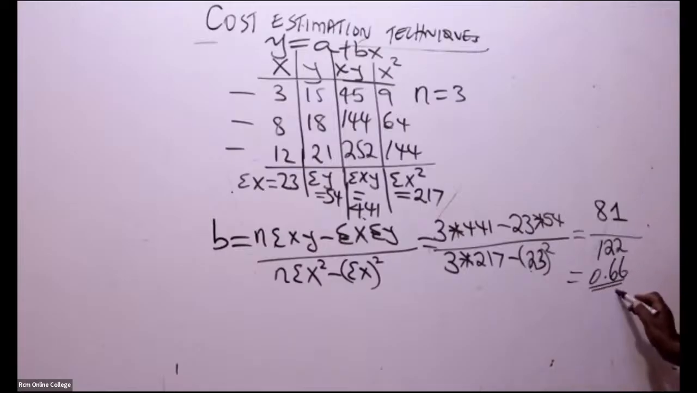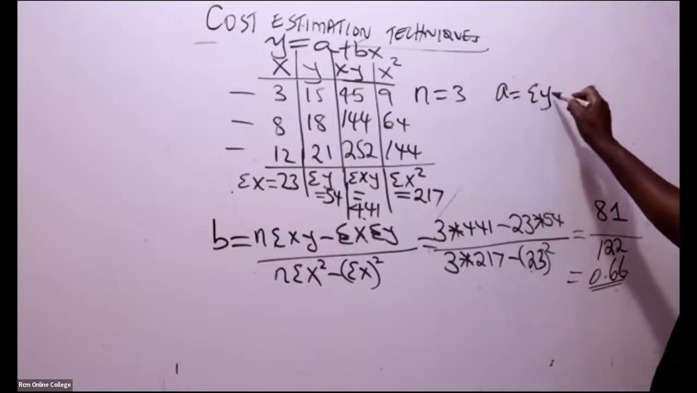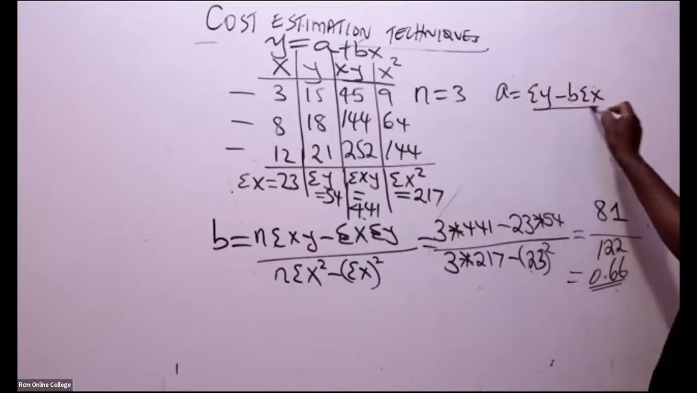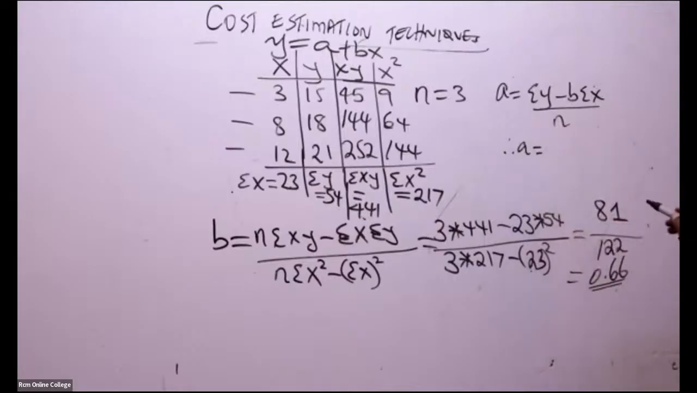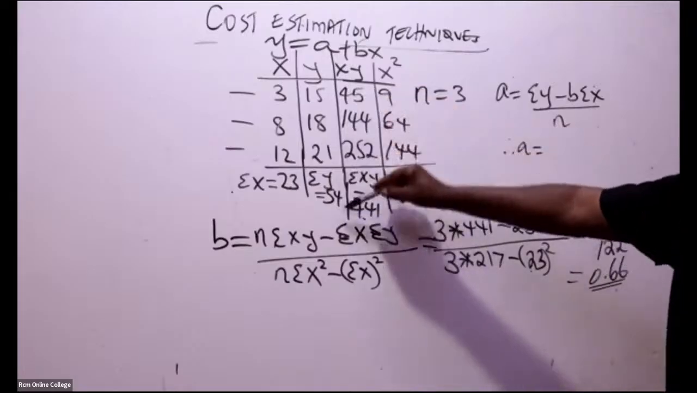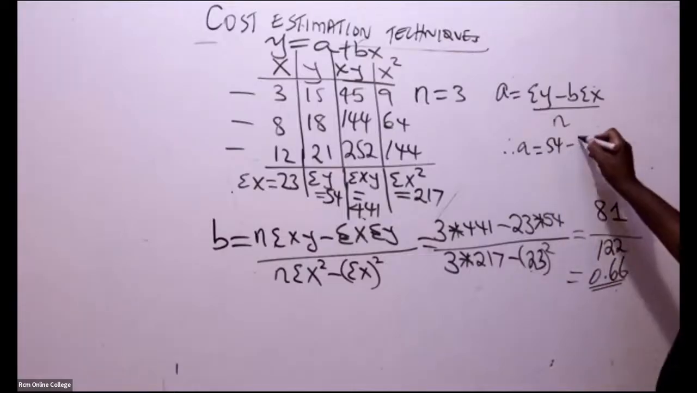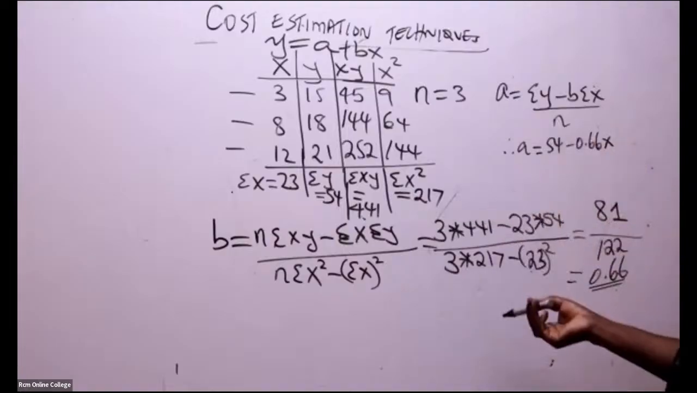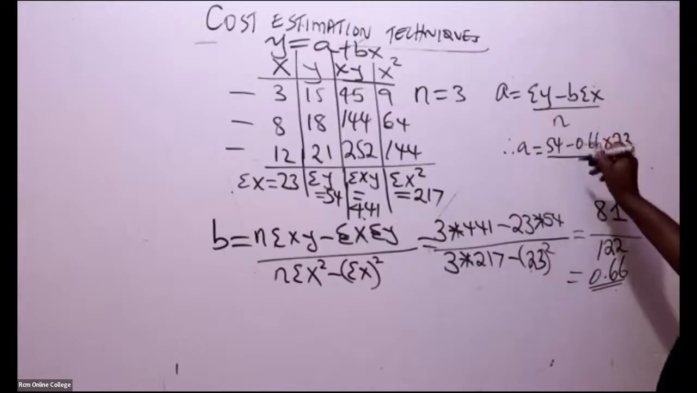Thank you so much. So from there, please go ahead and give us the value of A, which will be summation of y minus b summation of x all over n. Therefore, A will be summation of y, which is 54, minus the b that you have just gotten, 0.66, times summation of x, which is 23. Everything to be divided by our n, which is 3.